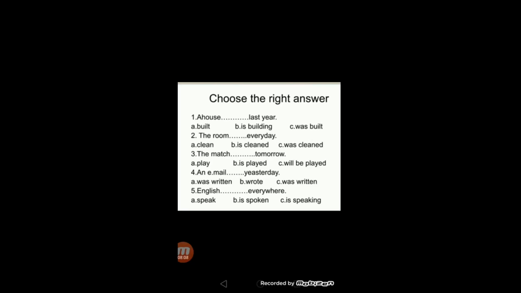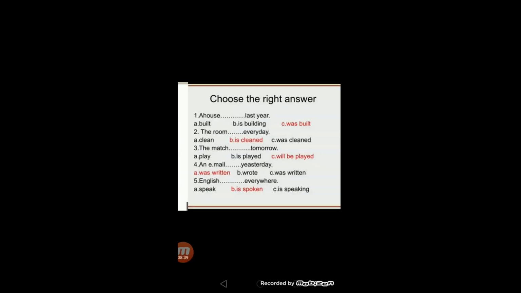Number 4, an email space yesterday. Yes, the sentence is in the past simple. It's in the passive. So the right answer is number A, was written. Number 5, English space everywhere. Yes, this sentence is in the present simple because it's a fact. It's in the passive voice. So the right answer is number B, is spoken.